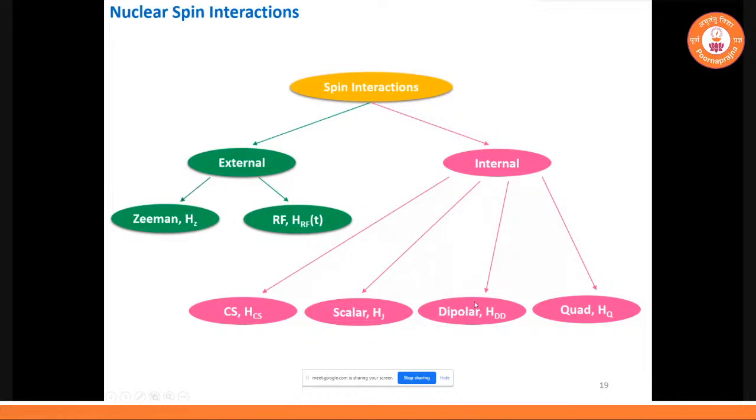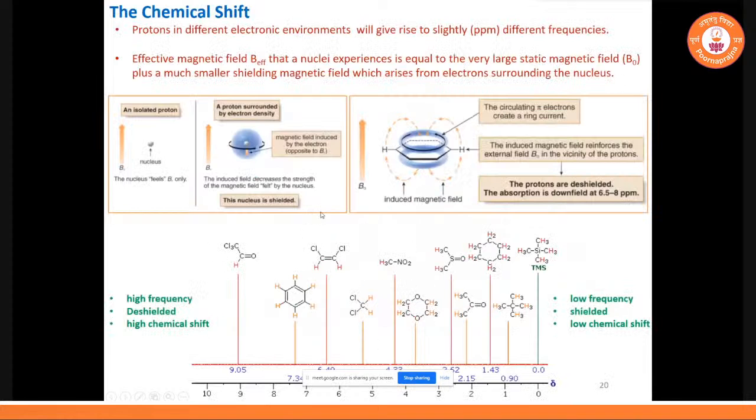Right now, I'm not talking about solution, because in solution NMR, these things will be averaged out. Quadrupolar will also get averaged out. I'm not discussing this, it is a complicated thing. So we'll just concentrate on these two parameters. This is the reason NMR is very powerful. All nuclei will not come at one particular frequency. They will come at different frequencies based on their electronic environment. That's why chemists love NMR.